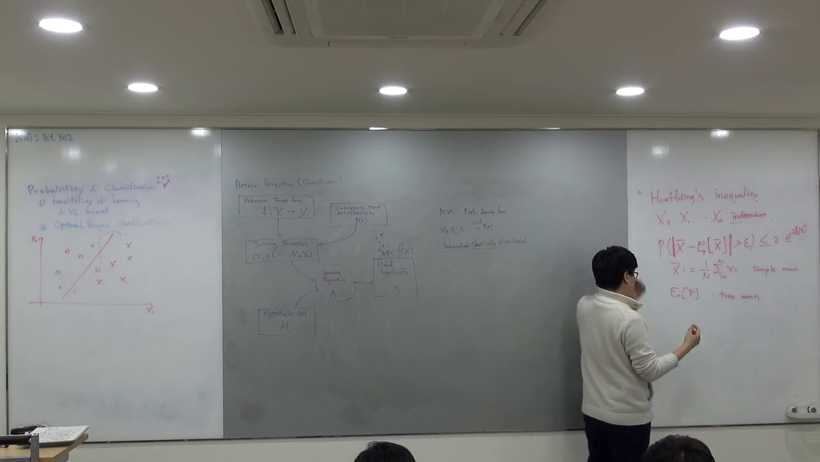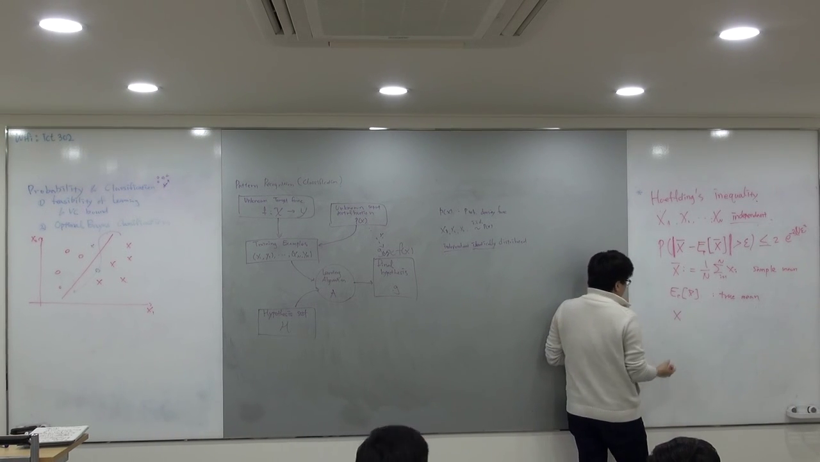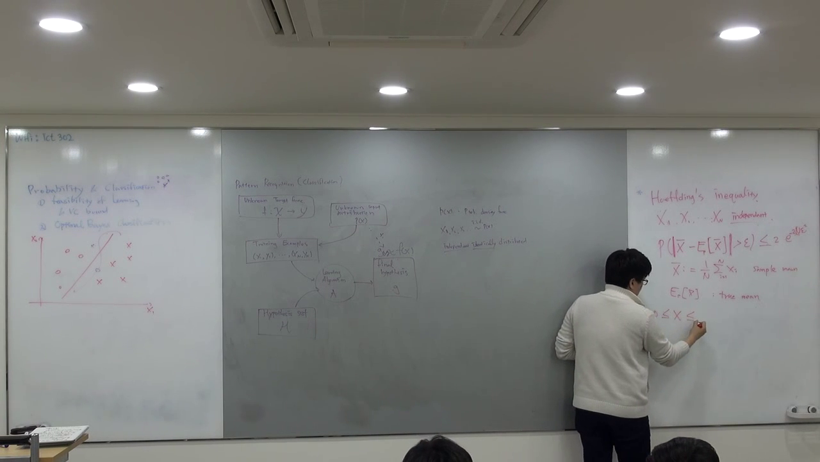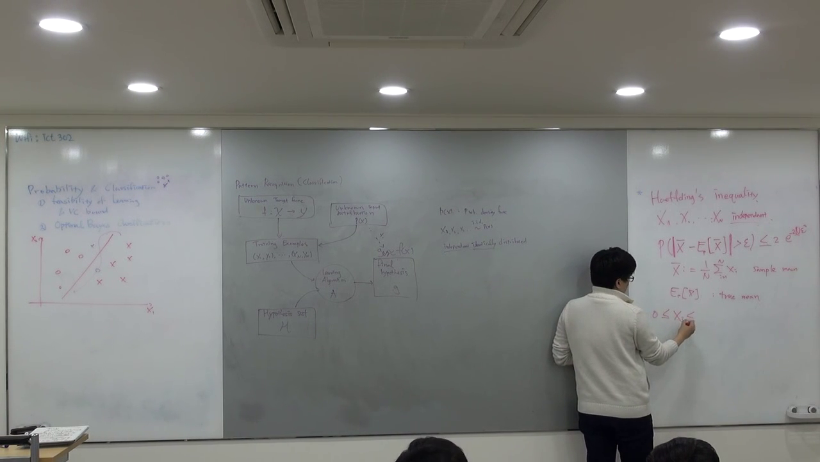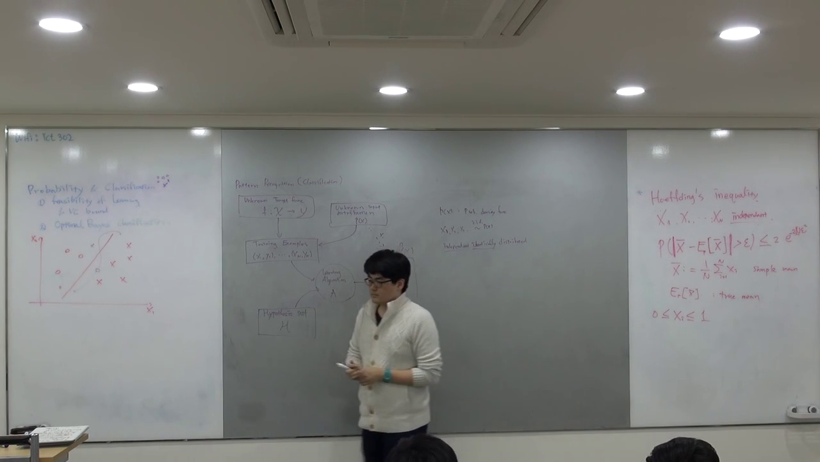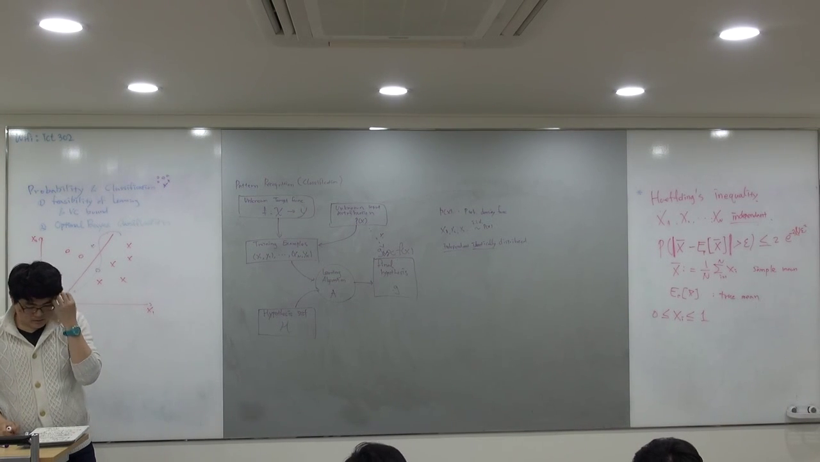And actually, I forgot one thing. Every x_i should be between 0 and 1. That's the condition of the Hoeffding inequality.